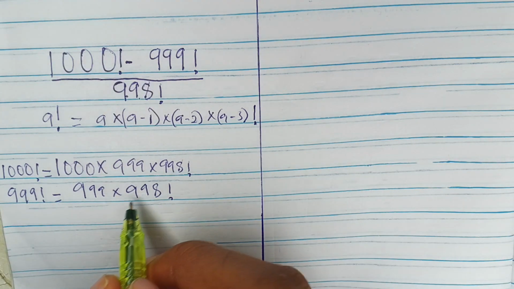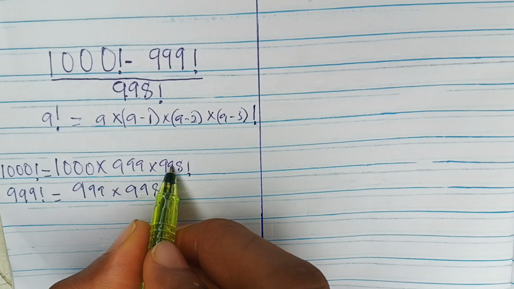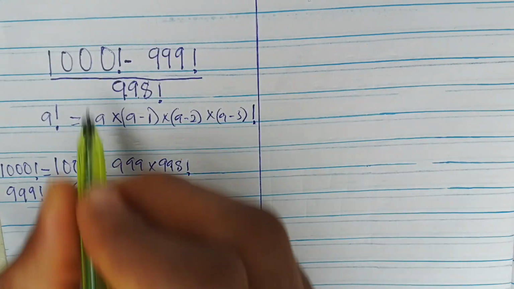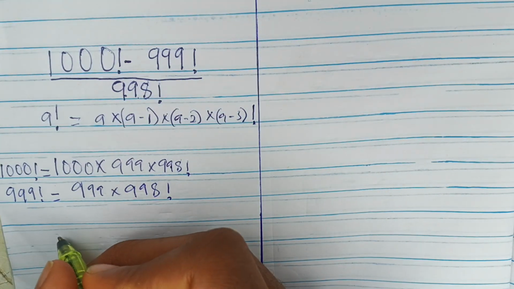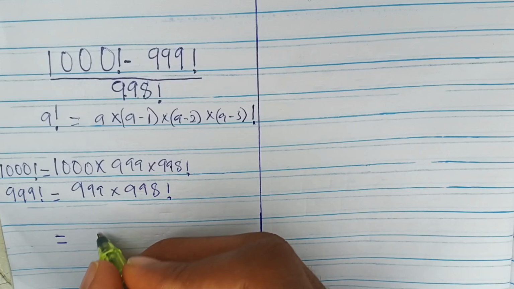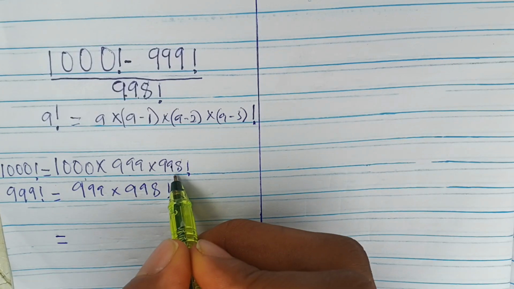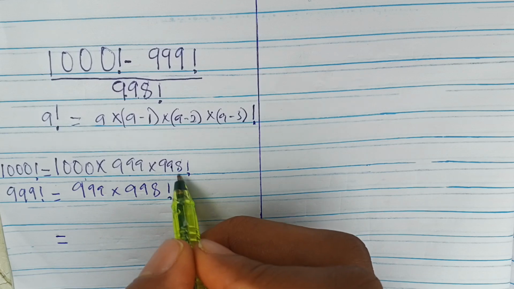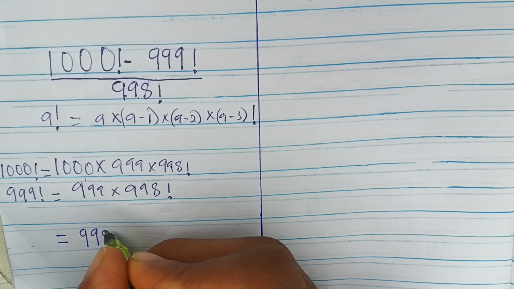Now, from here, we can see we have something in common. We have 998 factorial here and 998 factorial here. Okay? So if you are writing this in this question that we have to solve, you're going to have this to be equal to 1000 times 999 times 998 factorial. Okay? I can go ahead and factor out 998 factorial.